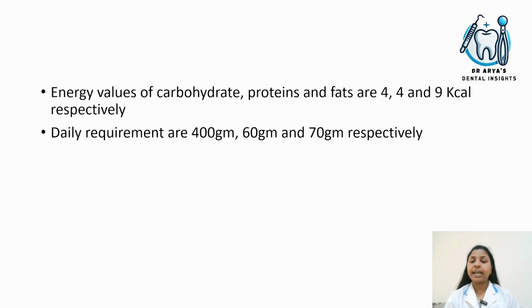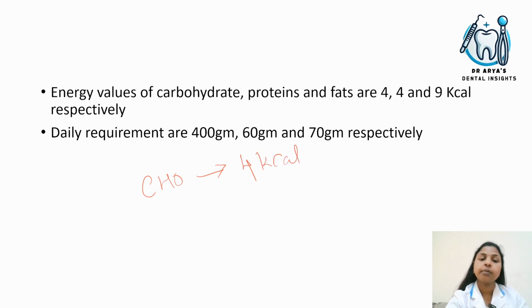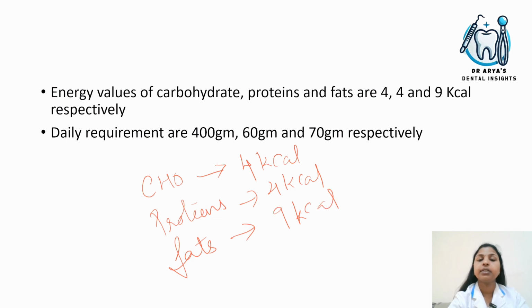So the energy values of carbohydrate is 4 kilocalorie, proteins 4 kilocalorie, and for fat it is slightly more, that is 9 kilocalorie. Okay, so for carbohydrate it is 4, protein it is 4, and for fats it is 9 kilocalorie.